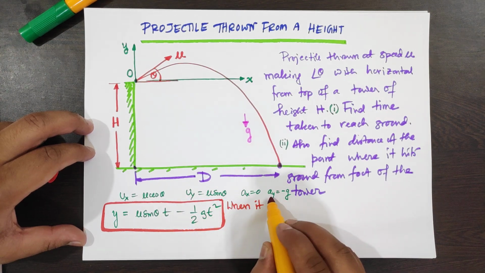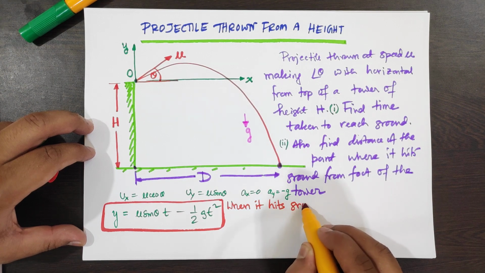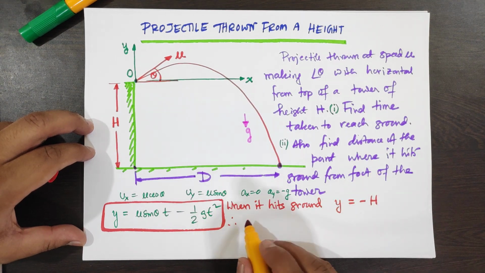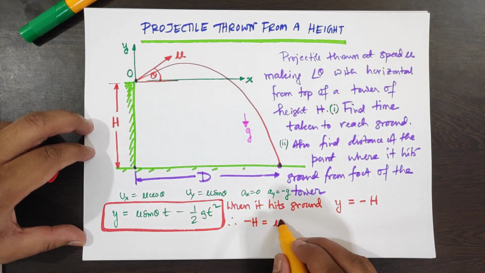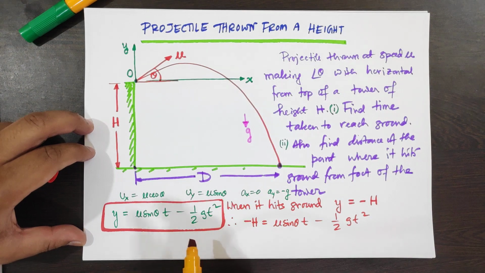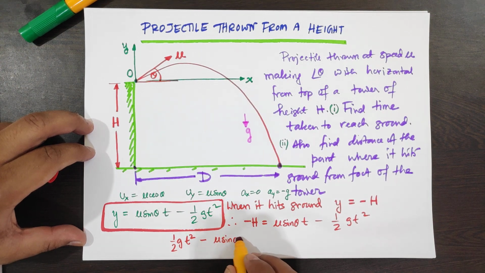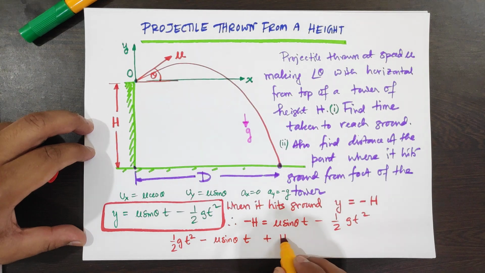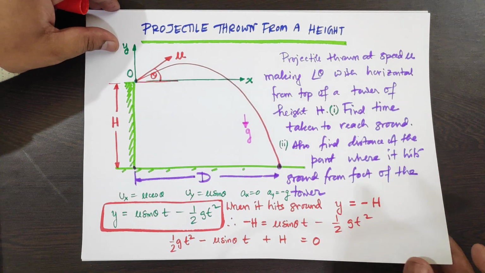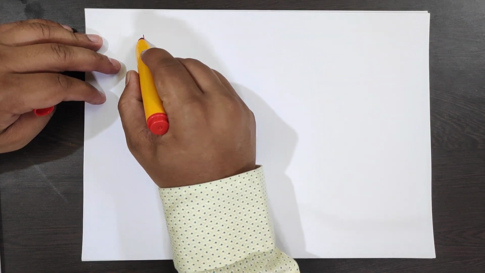When it hits ground, the value of y is equal to minus h. Therefore minus h equal to u sin theta t minus half gt square. Okay, so half gt square minus u sin theta t plus h is equal to 0. So from this equation, you will get a quadratic in t. Obviously you will have to consider the positive value of time.